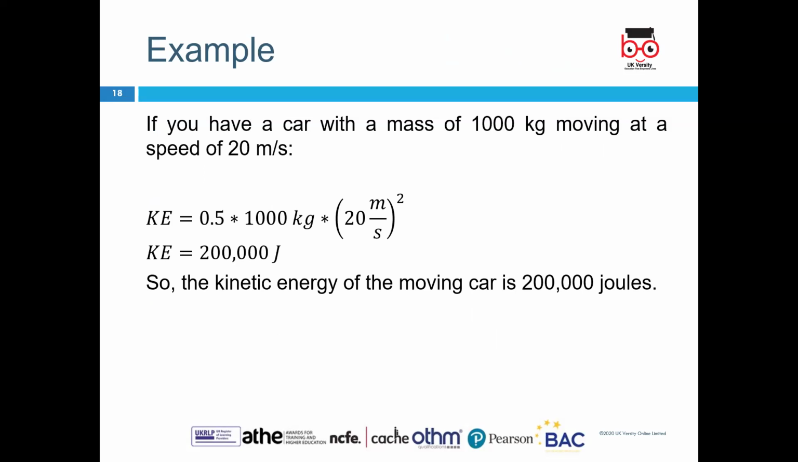which is calculated as KE equal to half into mv square. So it is 0.5 into 1000 kg into 20 into 20 meter square per second square. So the kinetic energy of the moving car is 200,000 joules.